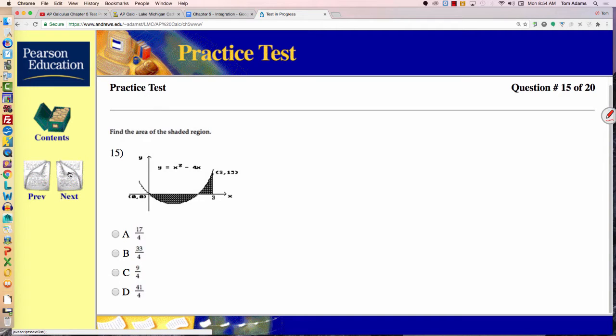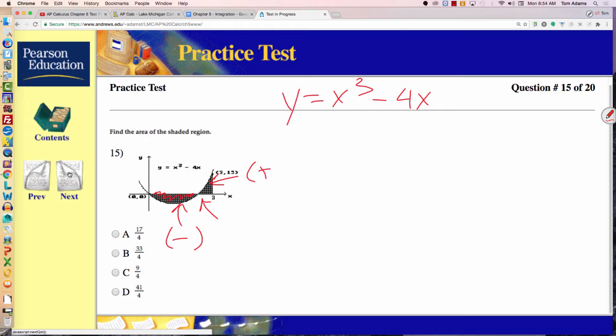All right, so for problem number 15, we have the function. Let me write it a little bigger. It's y equals x cubed minus 4x. And they want to know the area of the shaded region. The interesting thing here is that if I calculate this straight through on my calculator, remember that all this stuff under the x-axis, this will have a negative value or this will have a positive value.